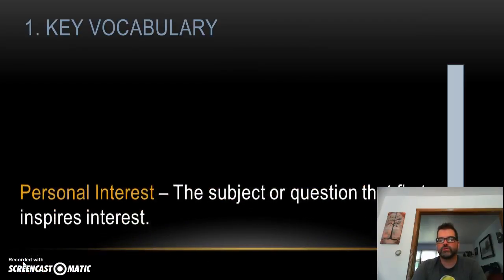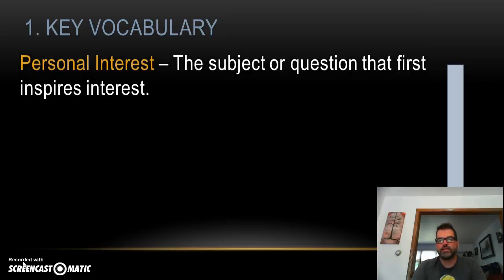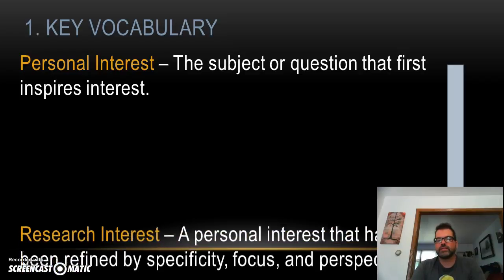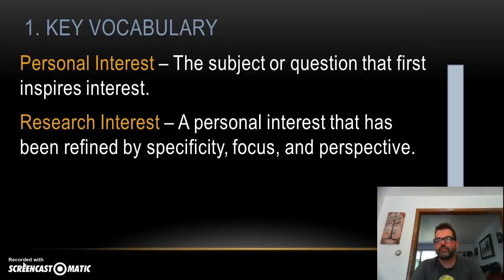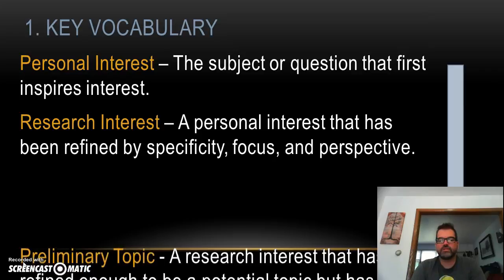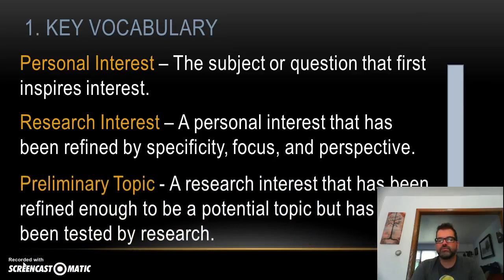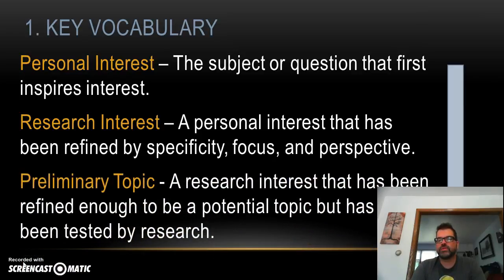So here are some terms that you're going to need to keep in mind as we go through the rest of this lecture. First is personal interest. This is the subject or the question that first inspires your interest in conducting a literature review. Secondly, research interest. This is a personal interest that has been refined by specificity, focus, and perspective. And then thirdly, the preliminary topic. This is a research interest that has been refined enough to be a potential topic, but hasn't yet been tested by research or literature review.